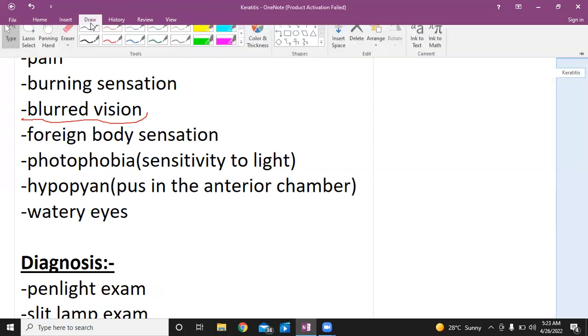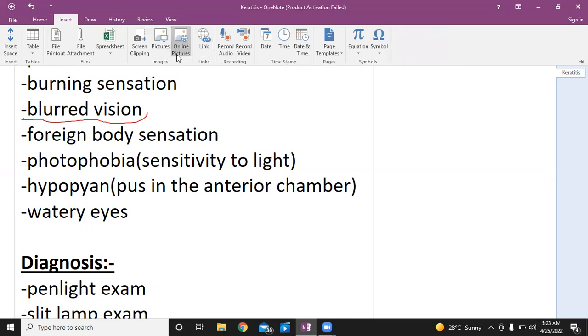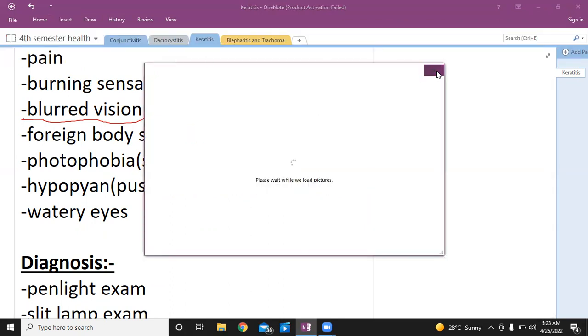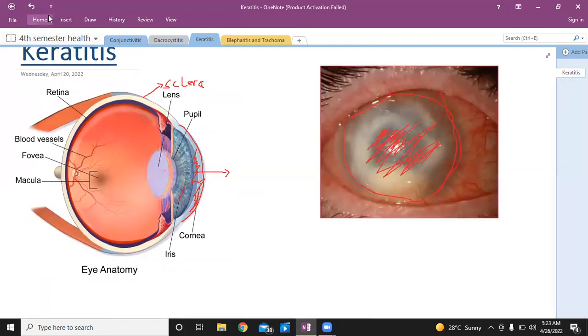Okay, let me show you a diagram. Hypopion is a collection of pus in the anterior chamber. Maybe I should not download it, I should just show you here. Okay, so what is hypopion?